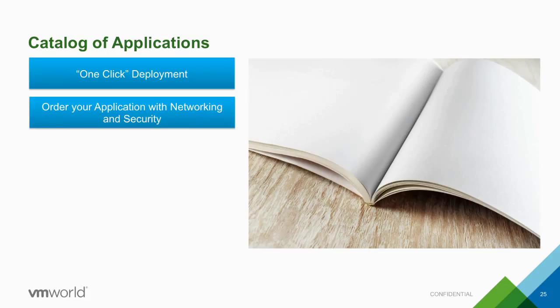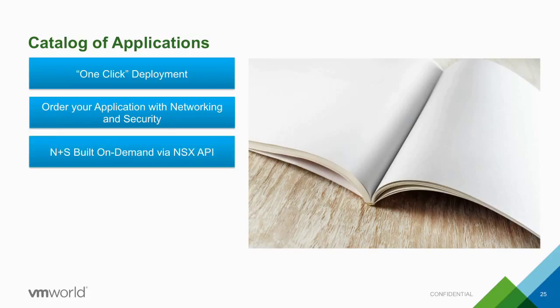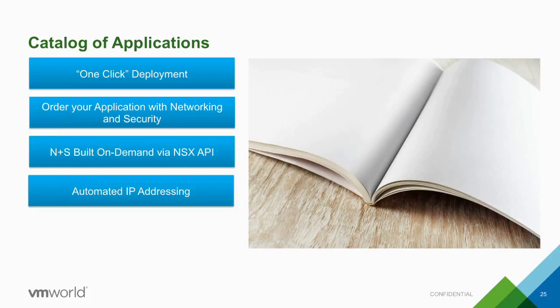You order your application, and now with NSX, you're getting your full network and security configuration with the applications and with the workloads. So it's not a matter of, okay, I've got the VM up, no big deal. It's easy to get a VM spun up, but you don't have all that wait time on the network and security config. Now it's all automated and done with the request. And this is done via NSX APIs for the on-demand stuff we build out.